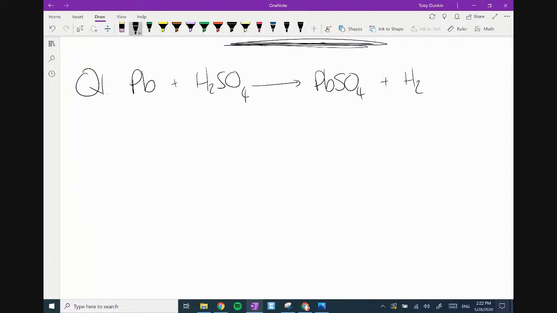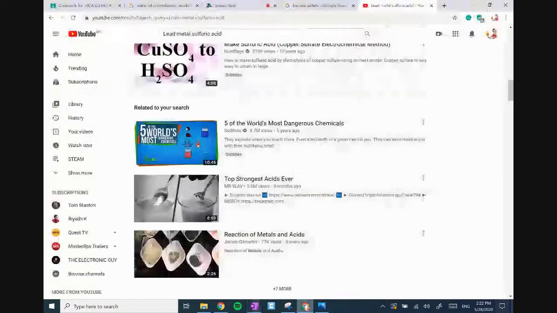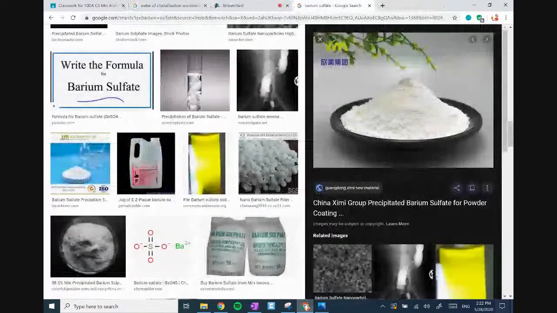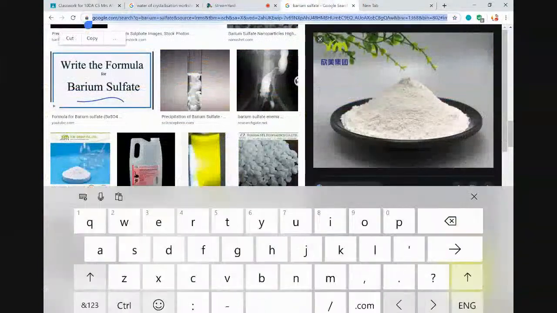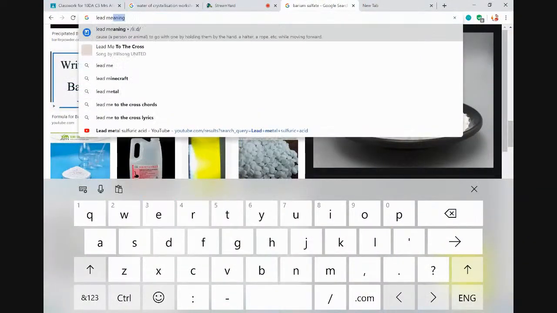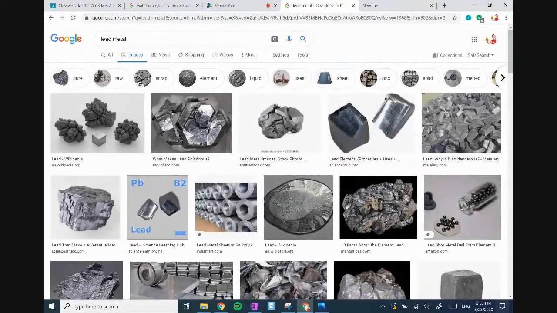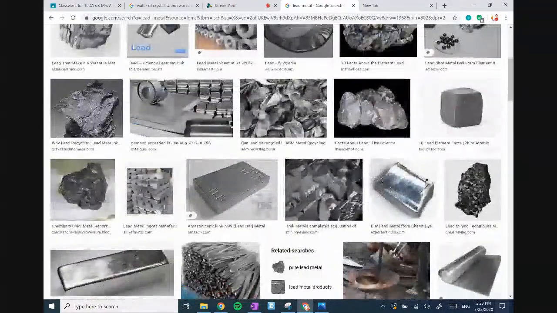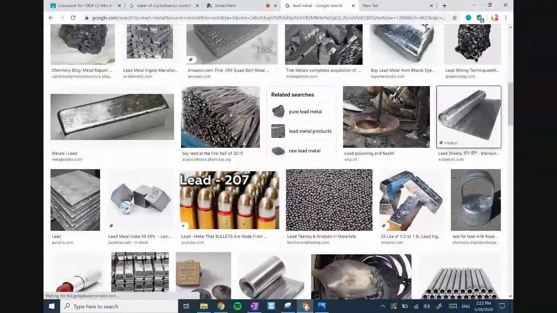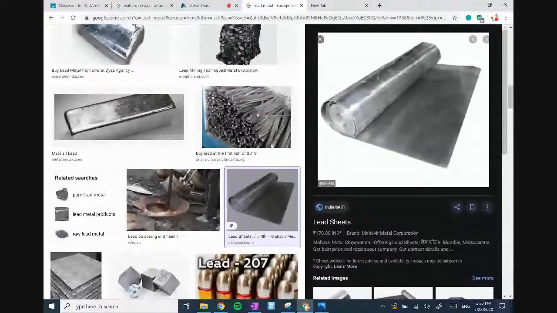And you see, this is such a beautiful reaction because of lead metal. Let's look at what lead metal looks like. Lead metal is kind of a dark grey metal. There you go. And we've got some lead sheeting in school. Looks like that. We got some lead sheets.